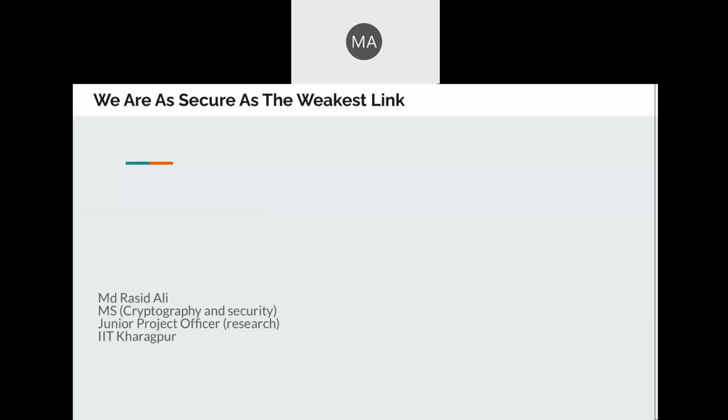Cryptography and security. And for the past 3 years, I'm also working as a junior project officer in a research project funded by the Ministry of Electronics and Information Technology, Government of India, at the Crypto Research Lab, CSE Department, IIT Kharagpur.